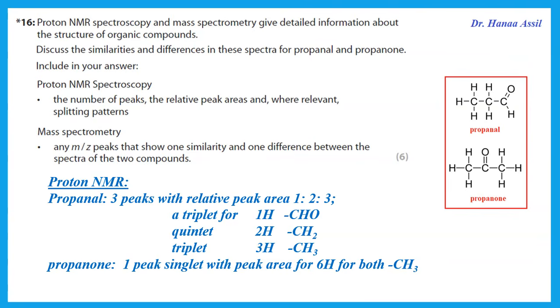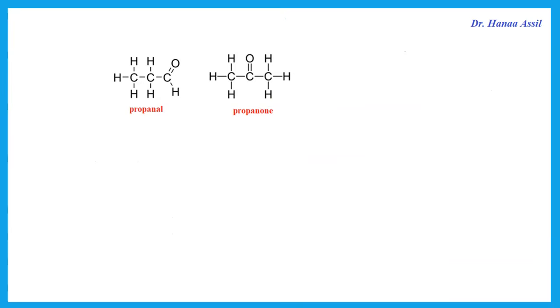Now the propanone, you can see that the propanone is symmetrical, so both methyl groups are equivalent. So actually we will have only 1 peak, which is a singlet. There are no protons on the neighboring carbons for each of them, and the peak area will be for 6 protons.